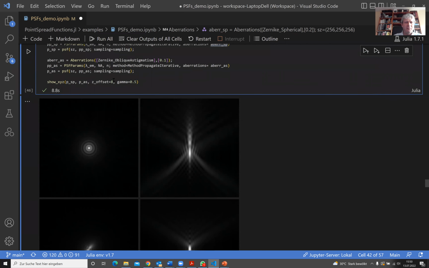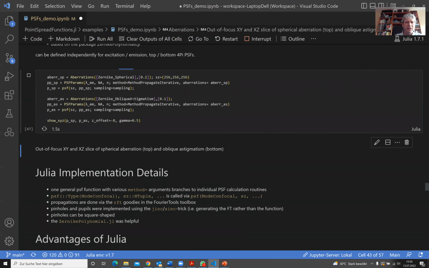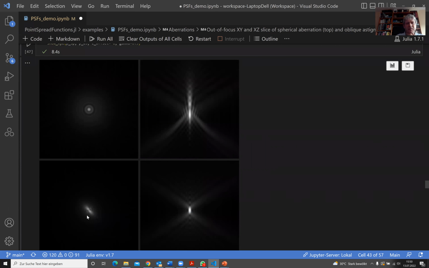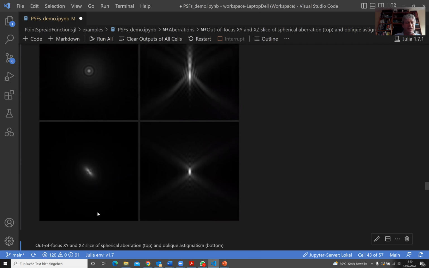And if we, for example, go instead of +8, I say offset -8, and I display the same thing again, you will see that this aberration looks like it changed a little bit, because now we go out of focus a little bit differently. Here you see this ringing pattern is quite different, and the astigmatism has sort of flipped over to the other side because we are out of focus in the other direction.